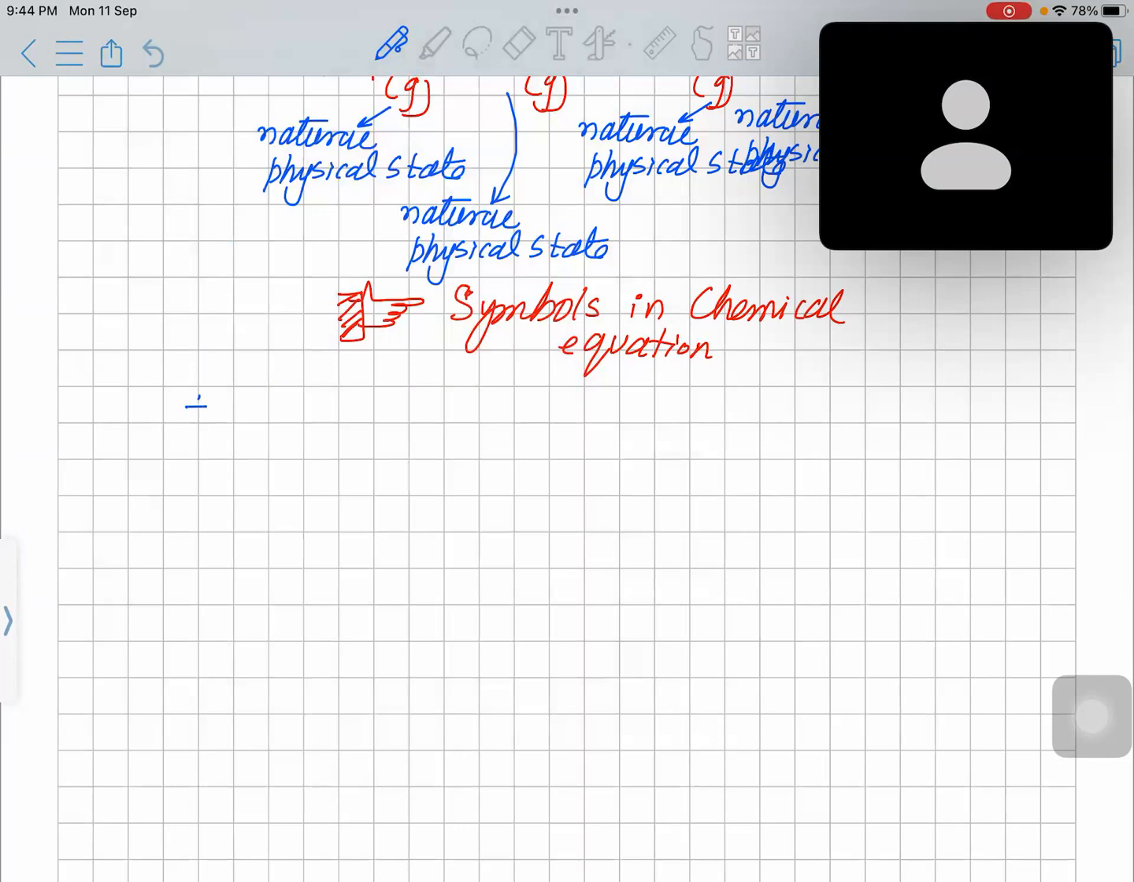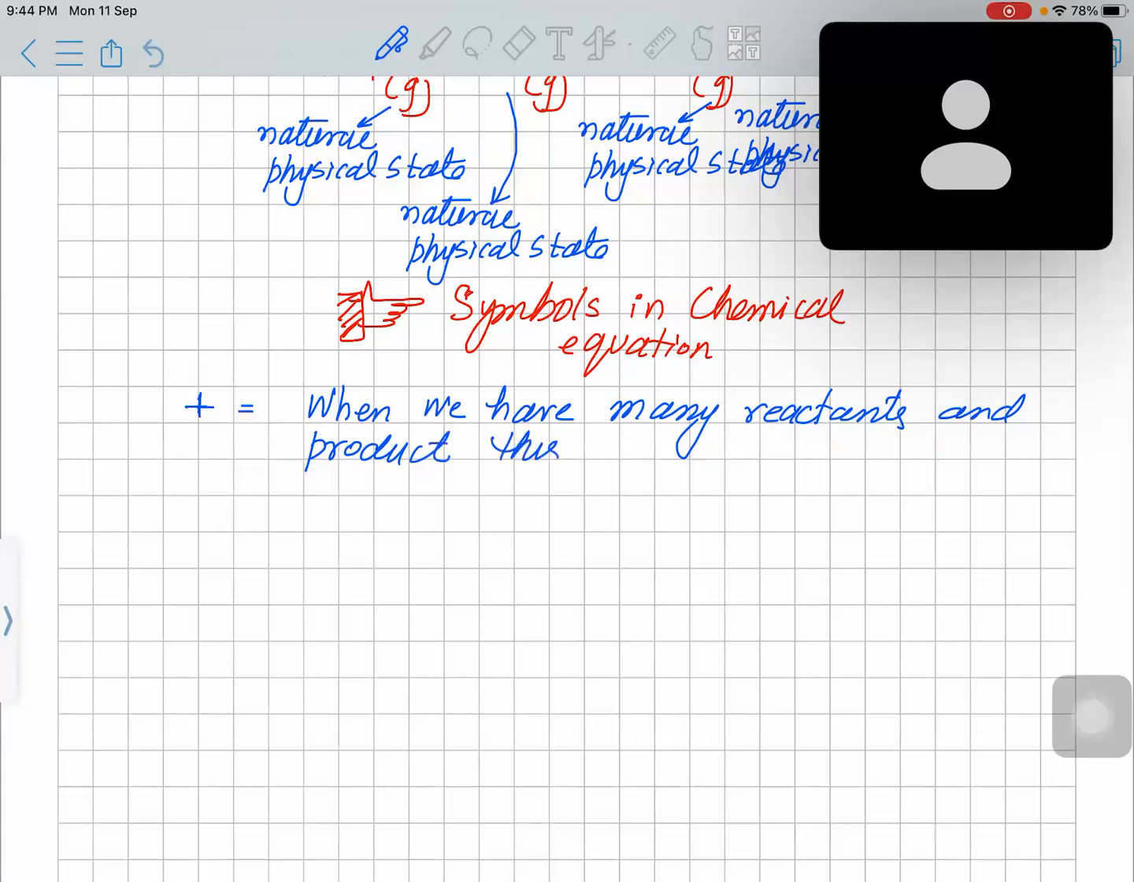बोले बेटा, प्लस का क्या मतलब है? Sir, add. Whenever you have multiple products, multiple reactants, this sign is used. When we have many reactants and products, this sign is used. For example, plus, plus, plus. Okay.